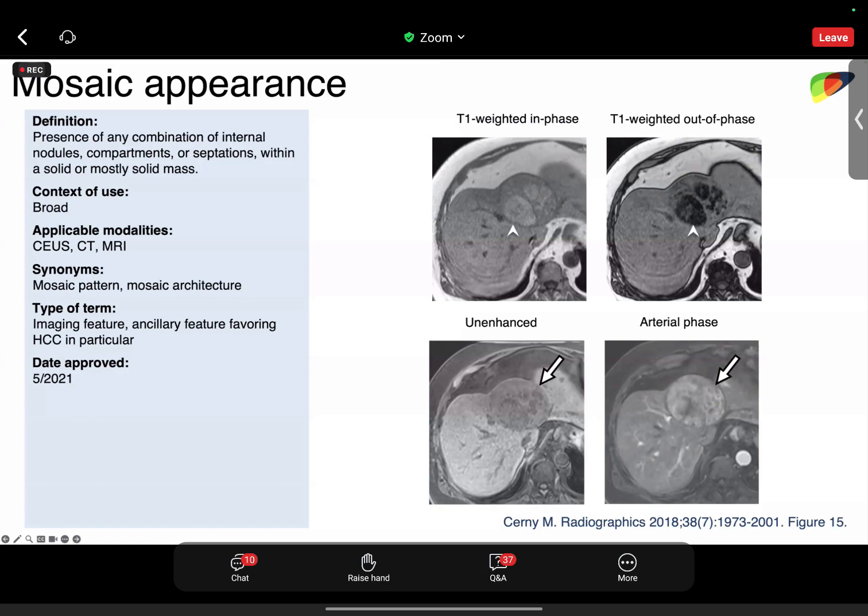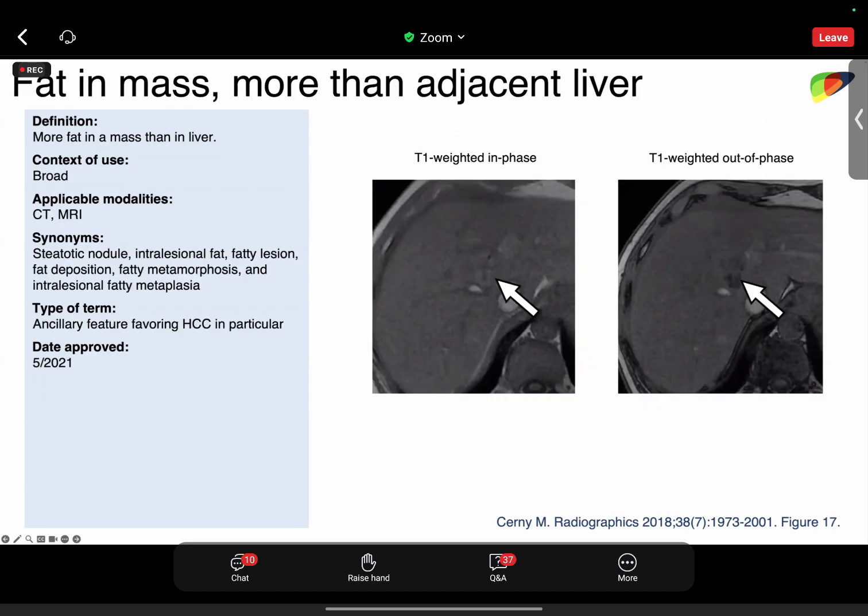Mosaic appearance is a companion concept which refers to the presence of any combination of internal nodules, compartments, or septations within a solid or mostly solid mass. It's thought to represent clonal expression of malignant cells with different mutations or molecular abnormalities.